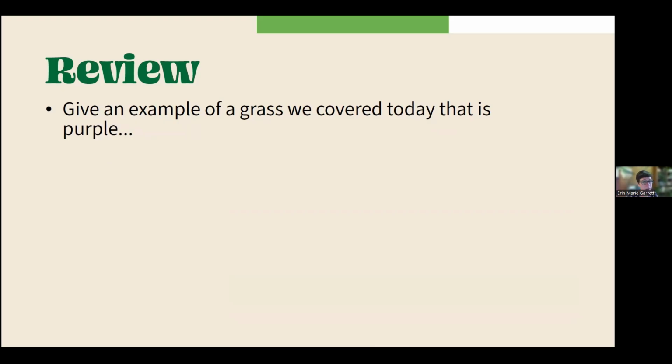Okay, give an example of a grass that is purple. There's kind of some obvious ones. You could also get tricky if we talk foliage. There's a few that maybe had some purple hints to them, if you want to put those in there. But there's a few words in the name, so it should be pretty easy.